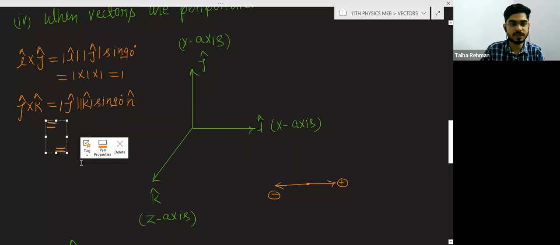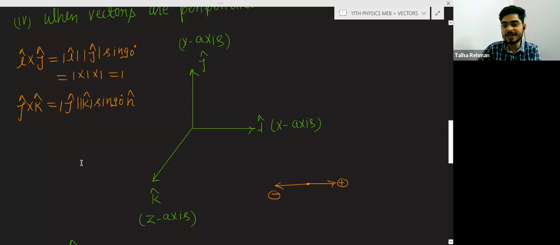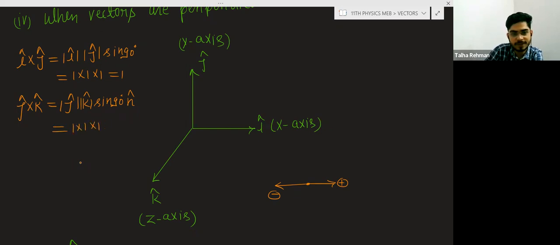J cross K will be I. And for the value of n cap, you have to see what it will be. This whole term will be 1, this will be 1, this will be 1. And what is the unit vector? The unit vector perpendicular to j cap and k cap will be i cap. Negative or positive, we will decide by the right hand thumb rule. So this will be i cap.